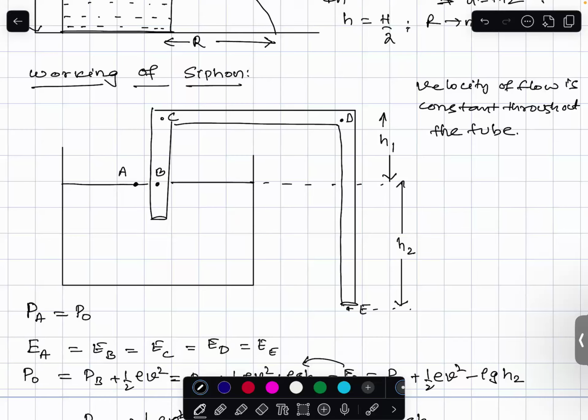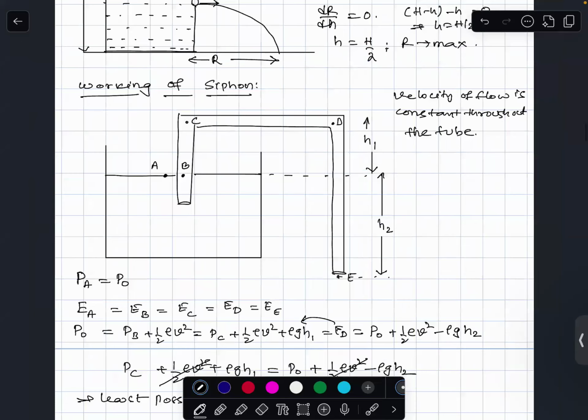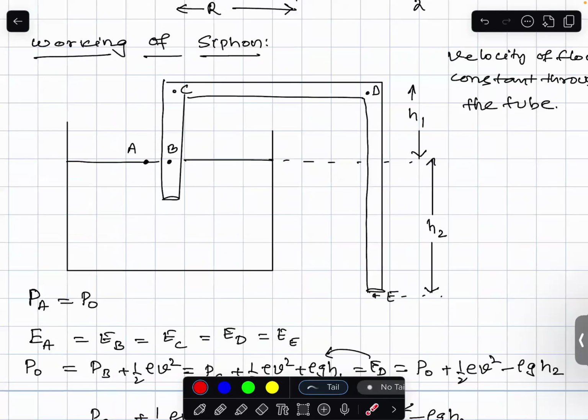So as long as the cross-sectional area is constant, the rate of flow, the velocity of flow, is also constant. So now what happens? Let us see here. I am assuming that at this point A, it is open to air, atmospheric pressure, and flow is almost zero at that point. But inside the tube, even though it is the same horizontal level, pressure is not the same because there is a flow. So it's a low pressure point when compared to A.